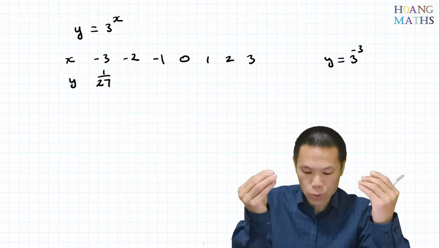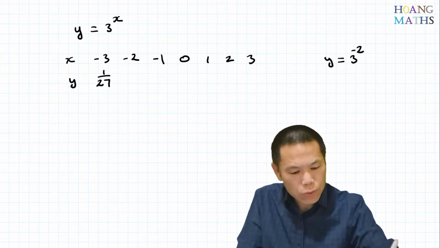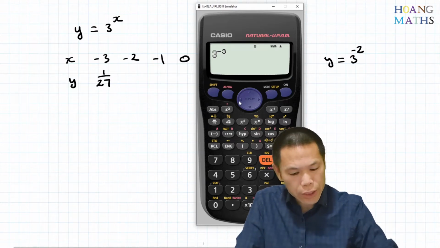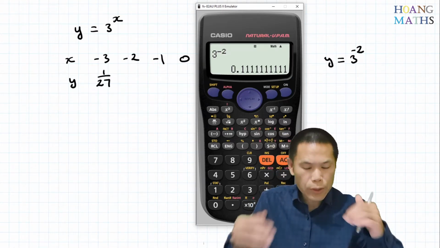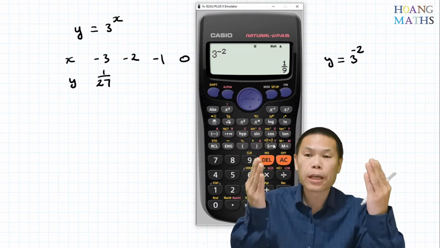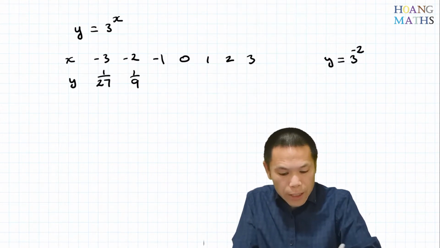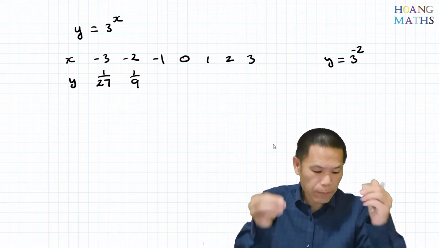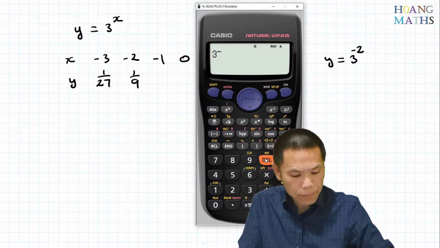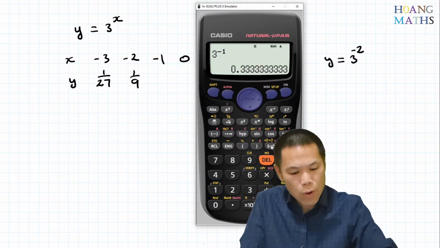Then when x is equal to -2, let me clear that and change it into -2. I put that in the calculator and that gives me 0.11, but if I press the SD button, it gives me 1/9, which is easier for me to write. So 1 over 9. When x is equal to -1, I just need to change the value to -1. That gives me 0.33, so that is 1/3.